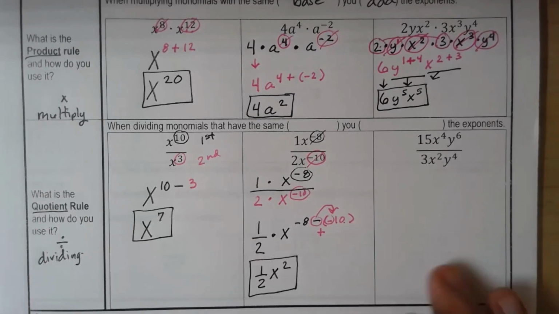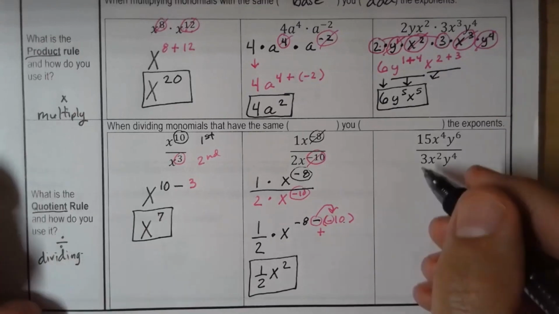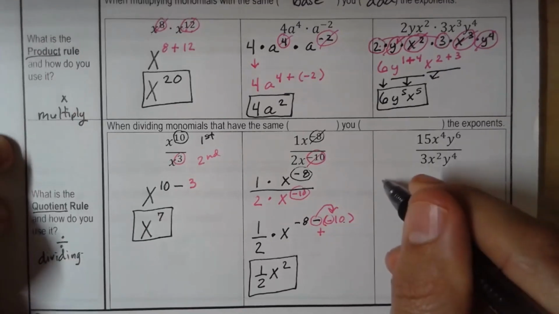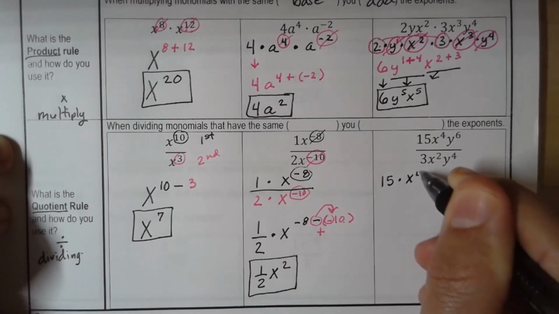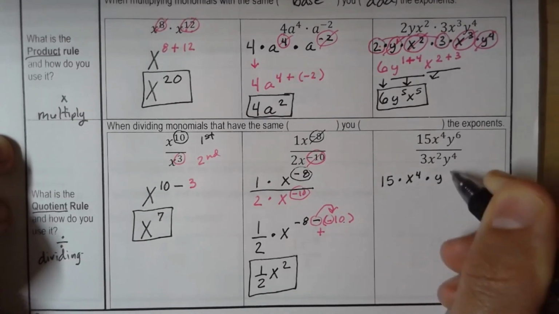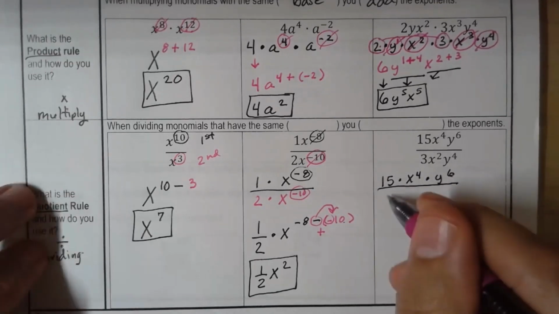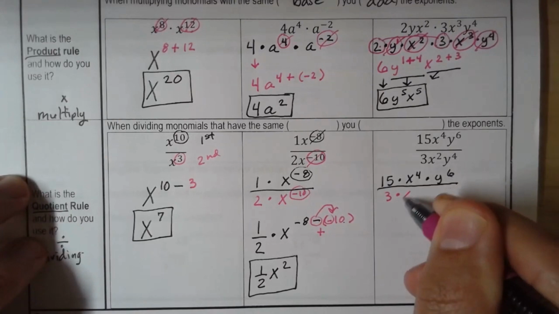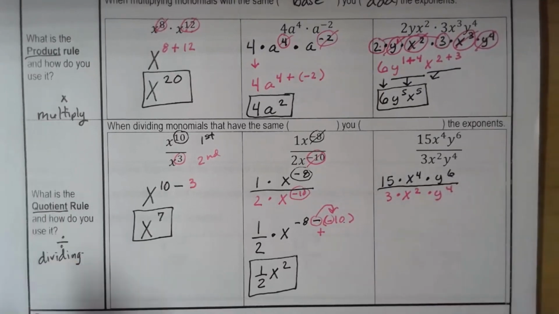Now I want you to try this last one on your own. So pause this video, give it a shot, and then hit play and see if you get the same thing I got. Now in this one, I'm going to break it apart just like we did the other one. I'm going to have 15 times x to the 4th power times y to the 6th power over 3 times x to the 2nd power times y to the 4th power.